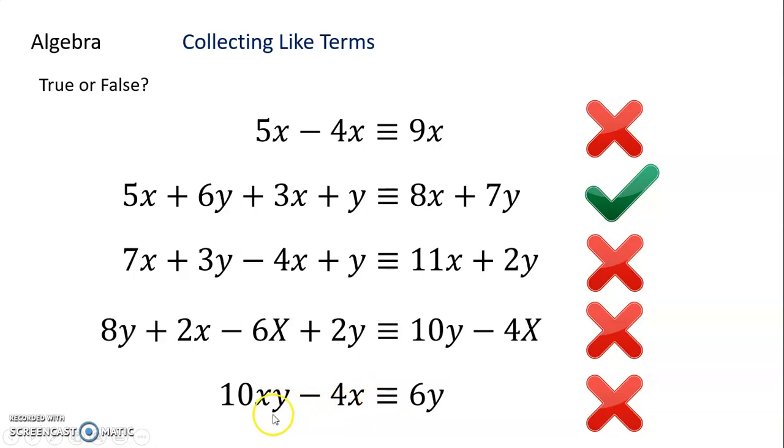In fact, the answer to this would just be exactly what is written there, because there are no like terms to collect together. So the answer would be 10xy subtract 4x.